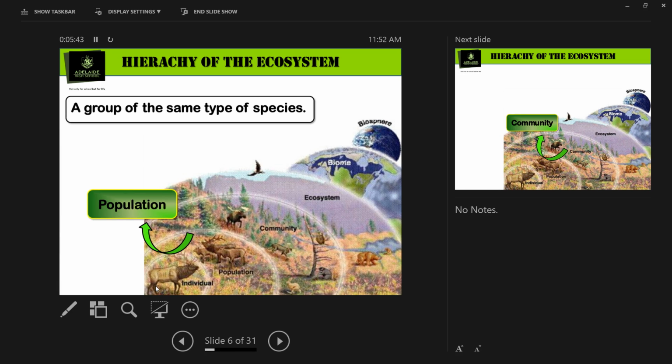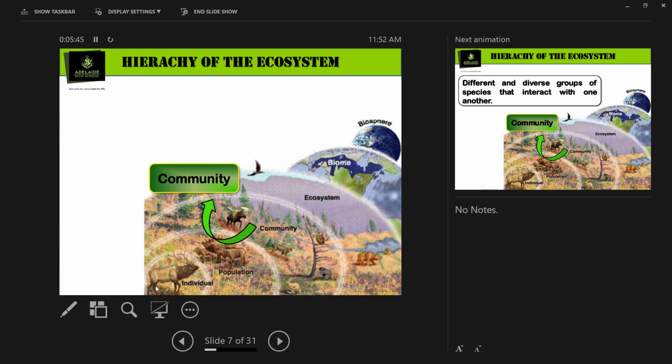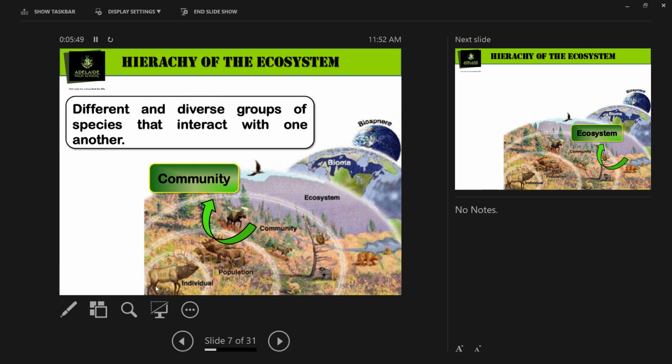But within the population, you have a community. And this community are different and diverse groups, right? Different species interacting with one another. All right, you have the moose interacting with the monkeys, with the owls, and birds in the community. There is a different interaction. You have to see the connection between those two.